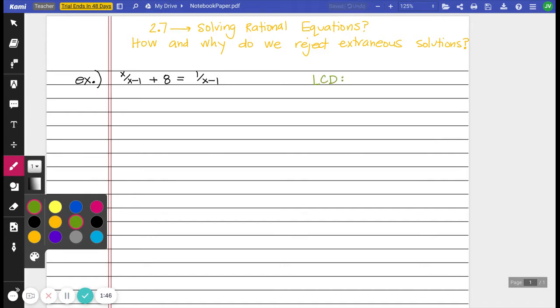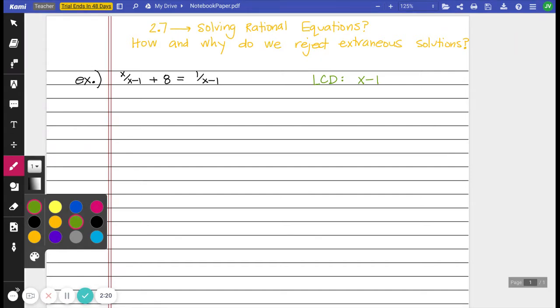Okay? So what I'm going to do is look at the denominators along the way and build my lowest common denominator. My first denominator is x minus 1. The 8 does not have a denominator, which is fine. I like that 8 for that reason. And then my 1 over x minus 1. Now, x minus 1 showed up 2 times, but I only need to include it once in my LCD because the x minus 1 from the first denominator covers the one from that last fraction after the equal sign.